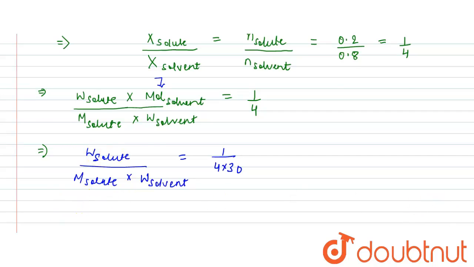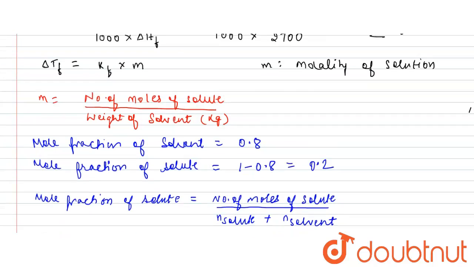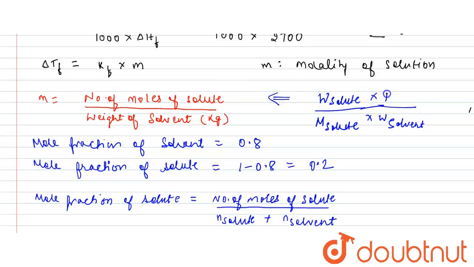Now we have already discussed that molality equals the number of moles of solute by weight of solvent. The number of moles of solute means weight of solute divided by molecular mass of solute, right? And what is the weight of solvent? Since it is in kg, you need to convert it into gram. So for converting it into gram, you can multiply the numerator by 1000.